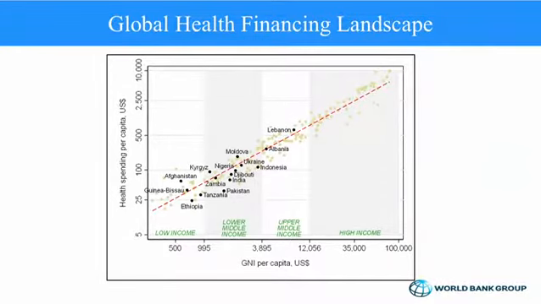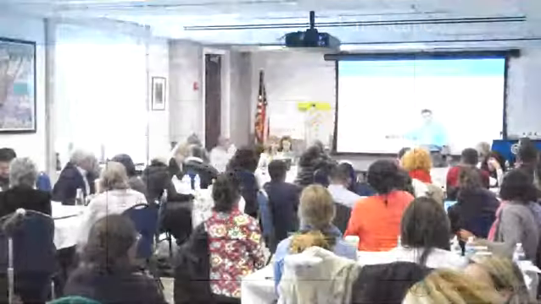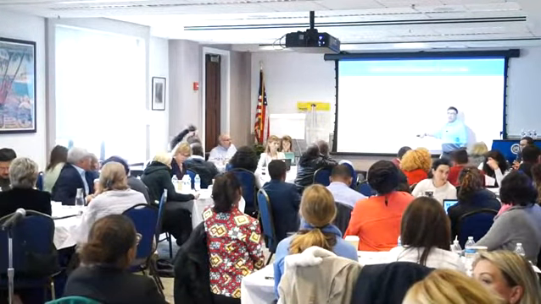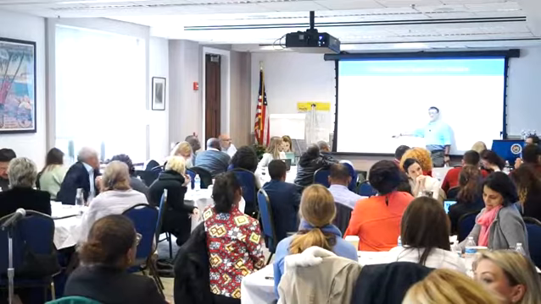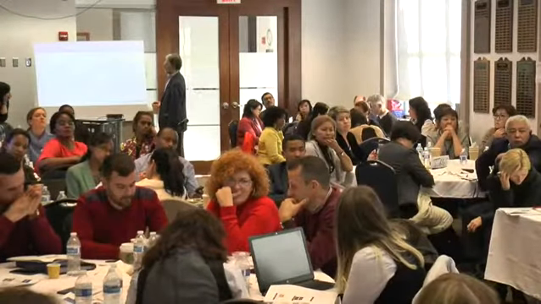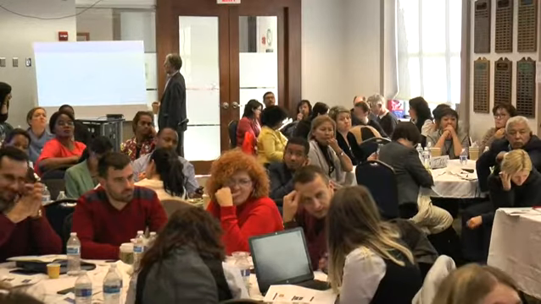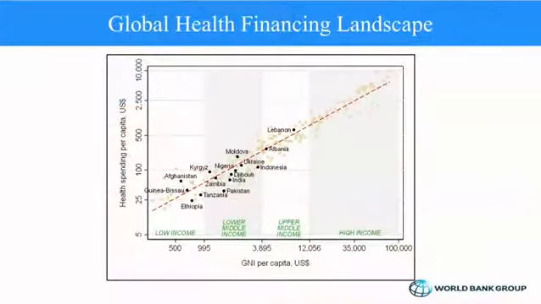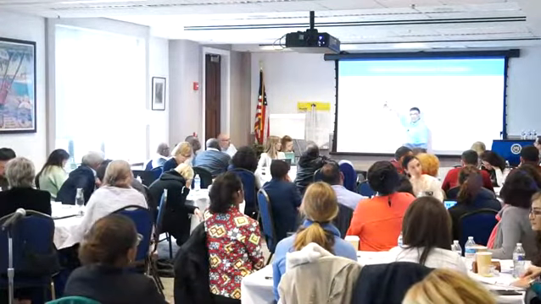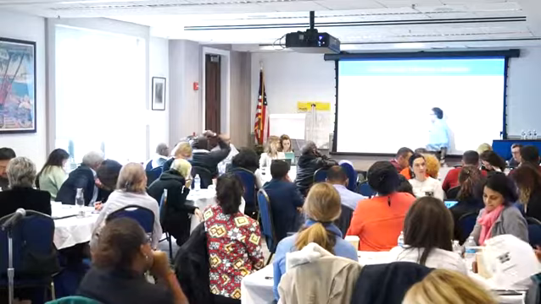I've always been accused of going too fast during these graphics. So let me just explain this a little bit more. The x-axis is showing you the national income of a country, the gross national income per capita, using the World Bank's classifications. If your national income is less than roughly $1,000 per capita, you're classified as low income. If it's between $995 and about $4,000, you're lower middle income. If it's higher than that, you're upper middle income. And over $12,000, you're classified as high income. And the y-axis is showing you health spending per capita in US dollars.